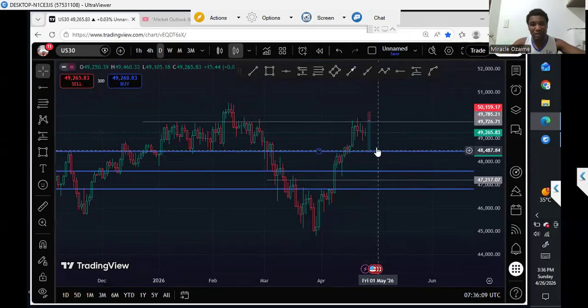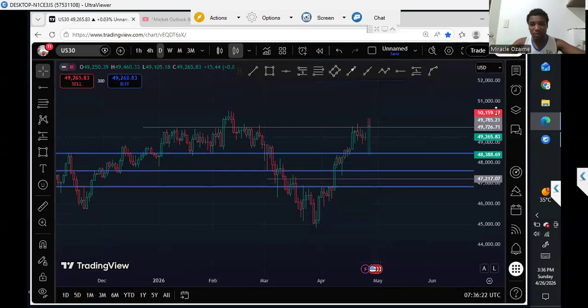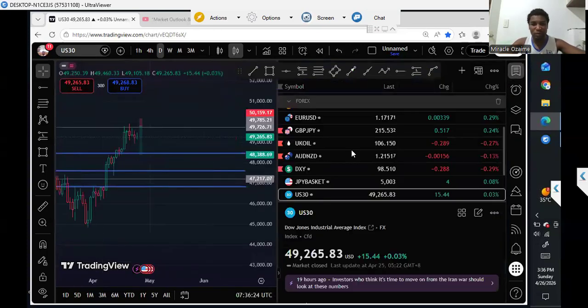A buy will be nice if it comes back downwards around this area. You can buy from this area, or if it just breaks above, closes above, then the buy is going to continue. So that's my thought on US 30 as of the moment.